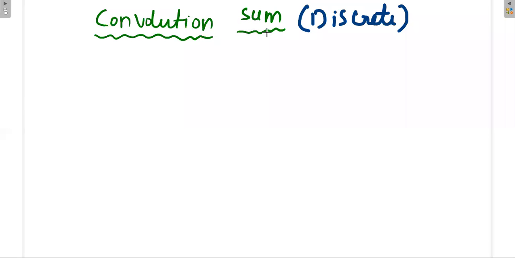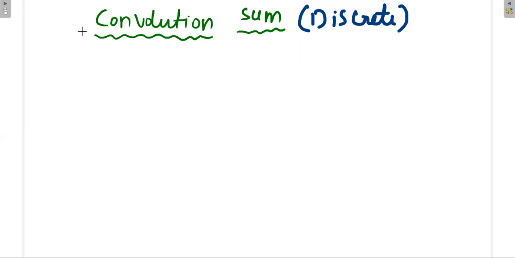Convolution sum with a discrete signal. Already we have seen the convolution formula with the time domain technique. There is a formula, and we can calculate either mathematically or graphically in case of a time domain signal. Here also there is a procedure with the help of which we can calculate the convolution operation for a discrete signal.